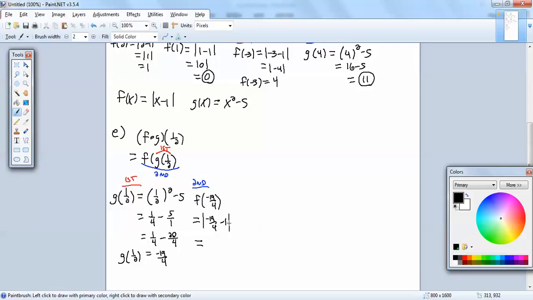Now I could get a common denominator again, or I could just use mixed number rule. Negative 1 times 4 is negative 4, plus negative 19 gives us negative 23. And then denominator stays 4. And the absolute value of a negative 23/4 is a positive 23/4. And that's our answer.